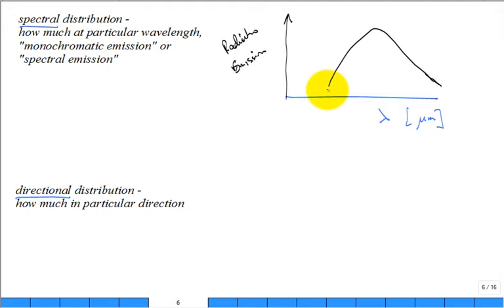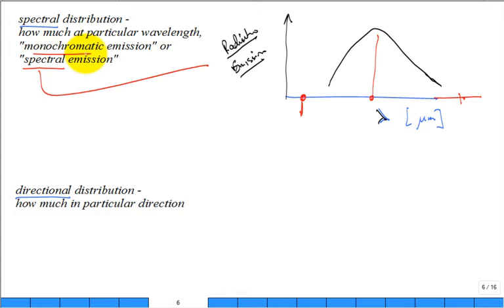Something like that. So this radiative emission depends on the wavelength of interest. In this plot, if I said, what's the emission at this wavelength? Nothing, or negligible. What about this one? Oh, a lot. Most of it's at that wavelength. How about out here? Well, very little. So you have the spectral distribution. It's sometimes called the spectral emission. Sometimes you'll even see the monochromatic emissive power or something like that. But it's how much of the energy is put out at that particular wavelength.